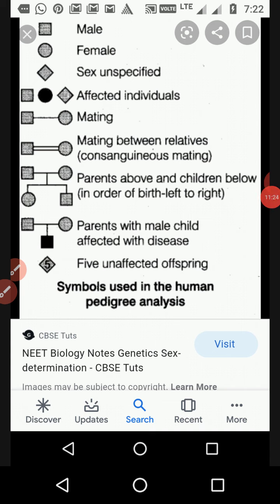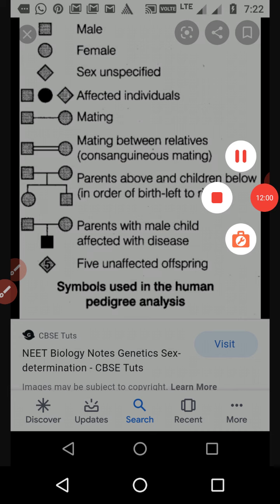So here you can see the diagrammatic structure of the symbols of pedigree used to prepare this pedigree chart. These are the symbols used for the human pedigree chart. You all have to learn these symbolic structures and symbols to prepare a pedigree chart. I will also provide these symbols and this chart in the PDF. Clear?